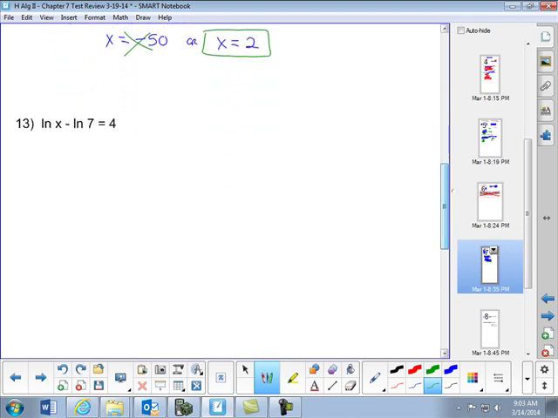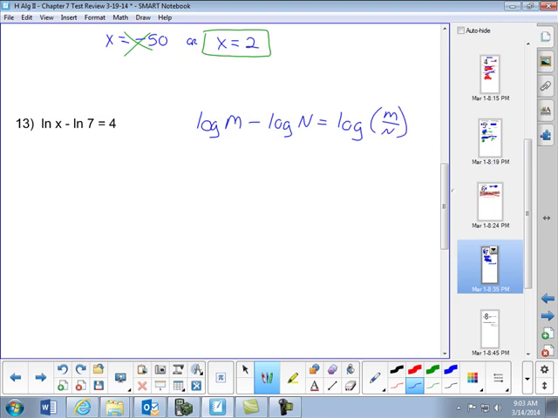Okay, cruising right along here. Number 13, the natural log of x minus the natural log of 7 equals 4. When you have minus, remember you divide these. Now be very careful. I want you guys to remember, because we just talked about the other change of base formula, log of m minus log of n is equal to the log of m over n.